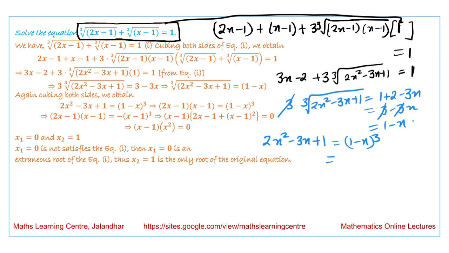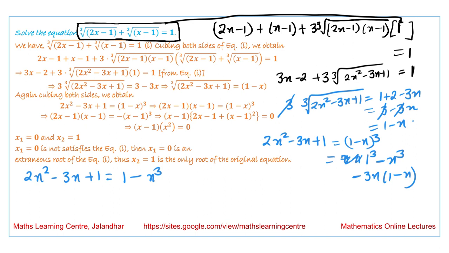1 minus x cube means we are talking about x minus 1. If we open the brackets over here, we obtain 1 cube minus x cube minus 3x into 1 minus x. We are having the terms over here: 2x square minus 3x plus 1 is equal to 1 minus x cube minus 3x plus 3x square. 1 and 1 get cancelled.